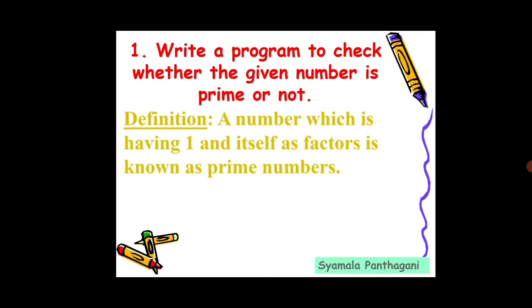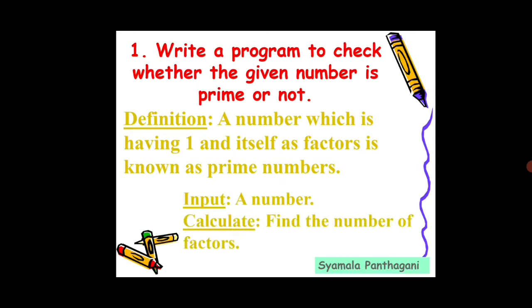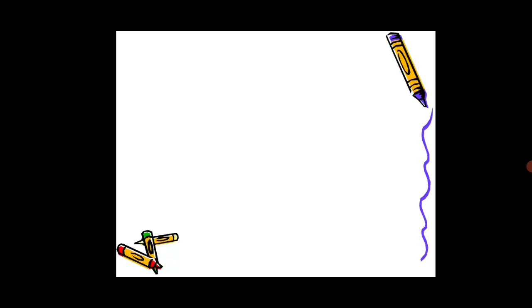In this program, what we have to do, we have to take a number as input and find the number of factors for the given number and check whether the given number is prime or not. That's what we are doing in the program. Now, I would like to teach the variable description for this program.